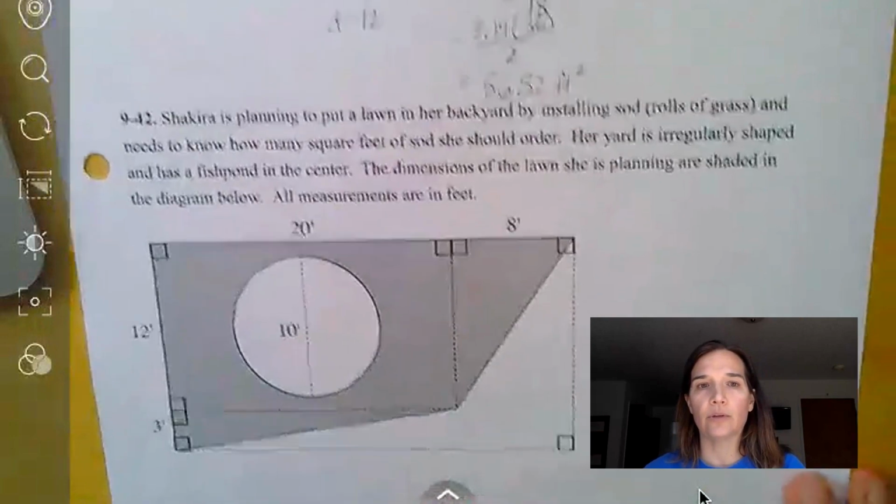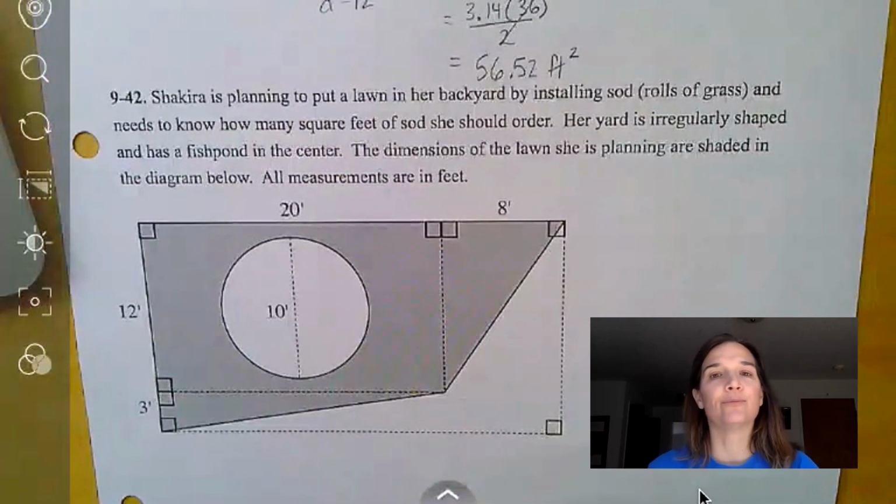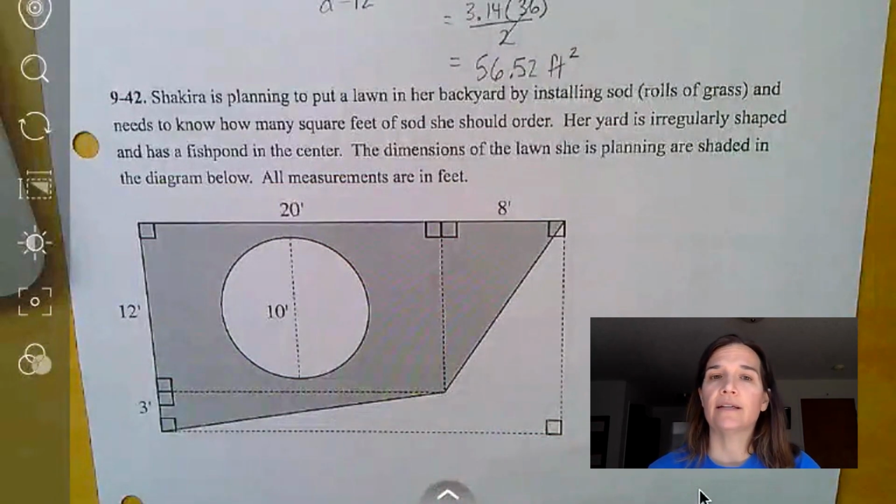All right, last one. Shakira is planning to put a lawn in her backyard by installing sod, rolls of grass, and needs to know how many square feet of sod she should order. Her yard is irregularly shaped and has a fish pond in the center. The dimensions of the lawn she is planning are shaded in the diagram below. All measurements are in feet.